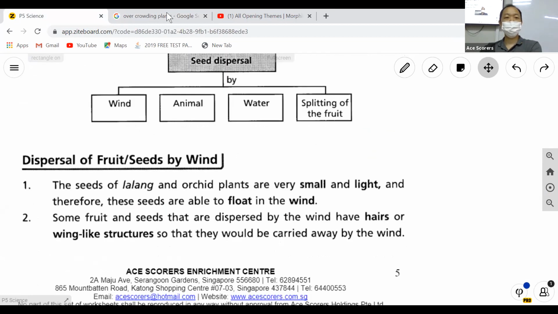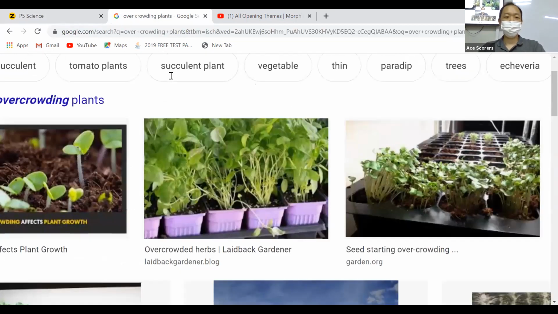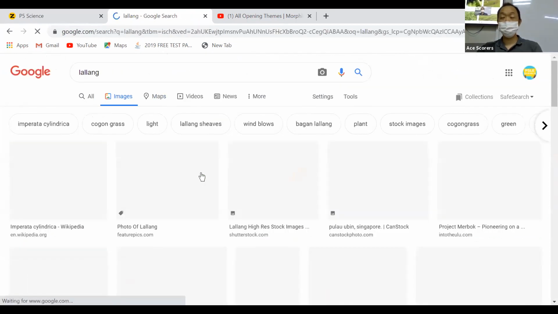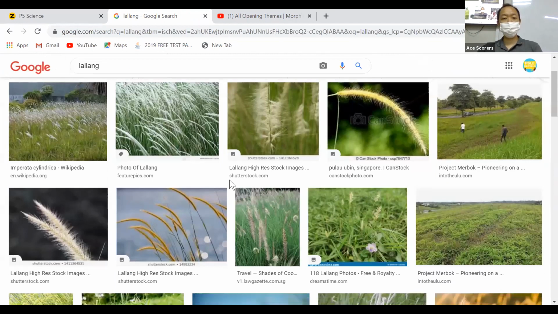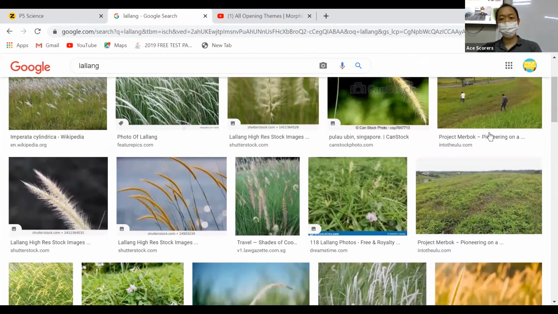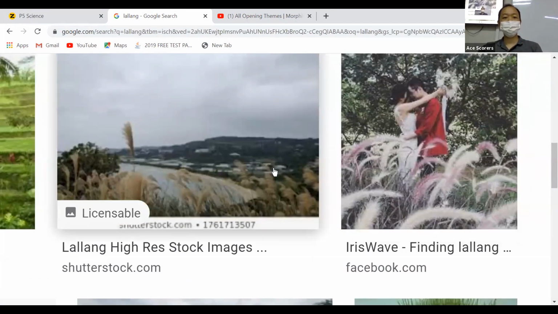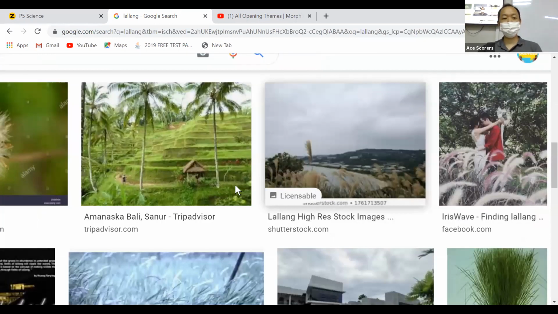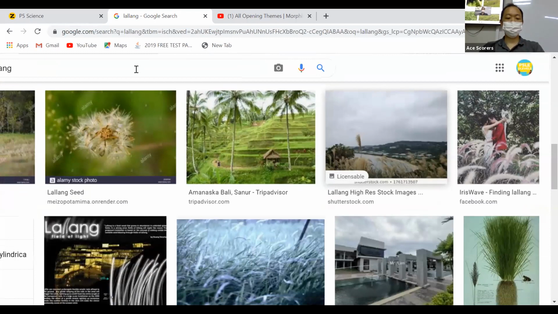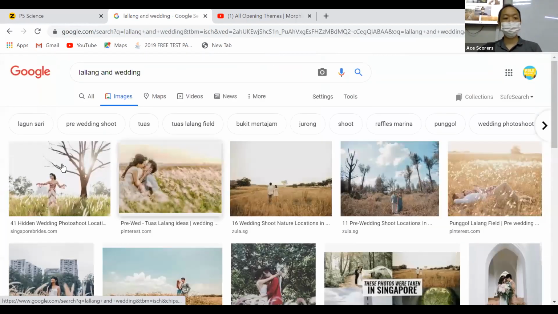What's a lalang? It's a plant called a lalang. That is a lalang. Oh, I had those. Lalang is associated with weddings. You know why? Because people like to take photographs at lalangs when they go to weddings, because of the foreground. You see, it looks nice. People like to go and find them. Must have lalang. No lalang, not nice.